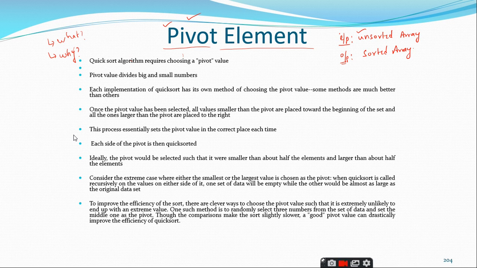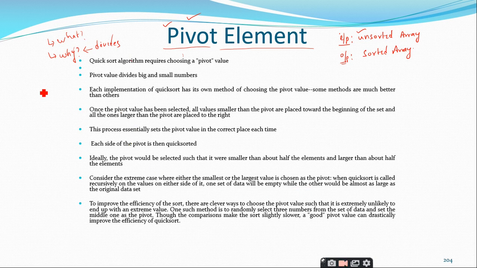So, the purpose of the pivot is that it makes the unsorted array into two almost equal halves. We can simply say that the pivot element divides the unsorted array into two parts, where the left part consists of the elements which are less than the pivot and the right part consists of elements which are greater than the pivot. This is why we need this pivot.